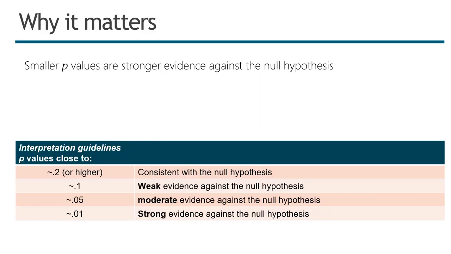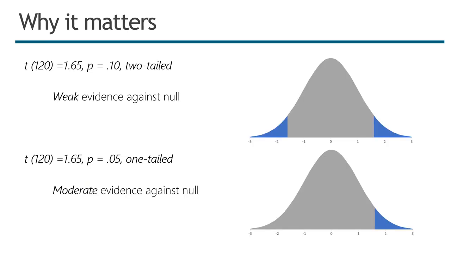In a previous video, I described how to interpret p-values. Generally speaking, a smaller p-value is stronger evidence against the null hypothesis. Common guidelines are a p-value that is close to 0.2 or higher is considered to be consistent with the null hypothesis. A p-value close to 0.1 is considered weak evidence against the null hypothesis. P-values close to 0.05 are considered moderate evidence against the null, and p-values of 0.01 are considered strong evidence against the null hypothesis.